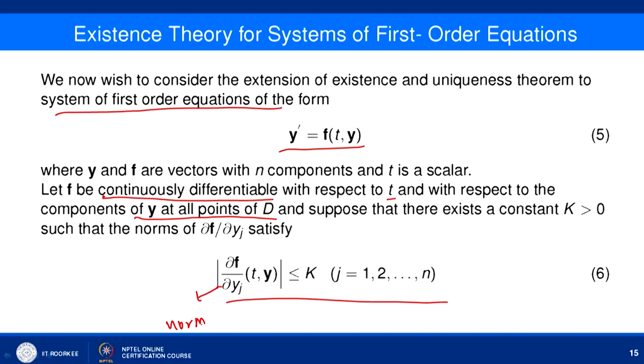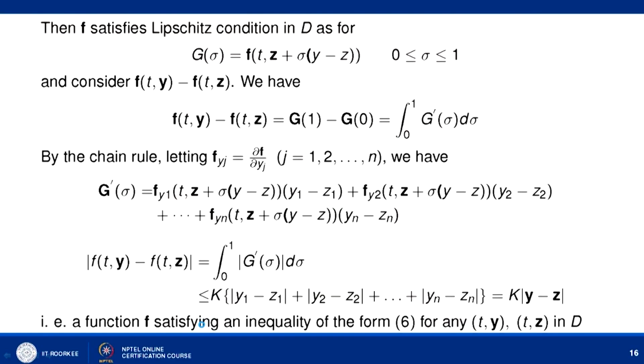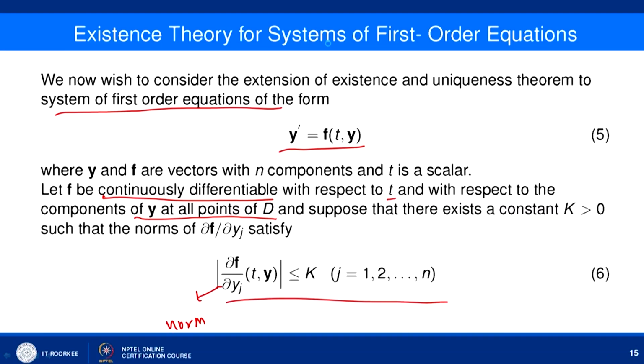So if we have these conditions, then we can say that f satisfies the Lipschitz condition in D. It means that we are assuming that the partial derivative of f exists with respect to the component yj and it is bounded. Then it guarantees that the function f satisfies the Lipschitz condition. And how can we guarantee that?